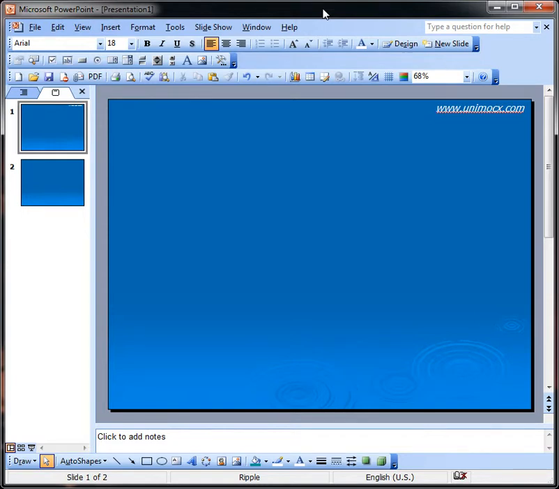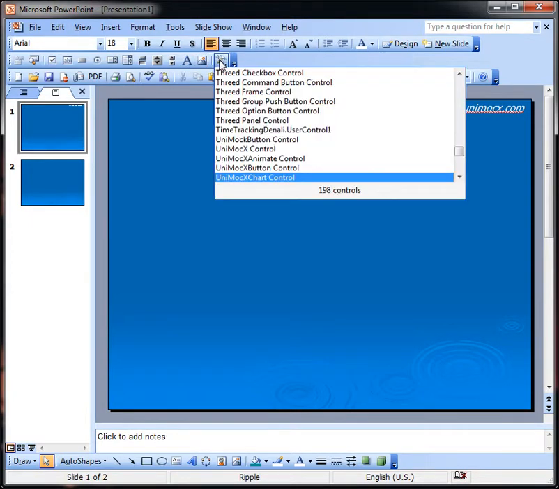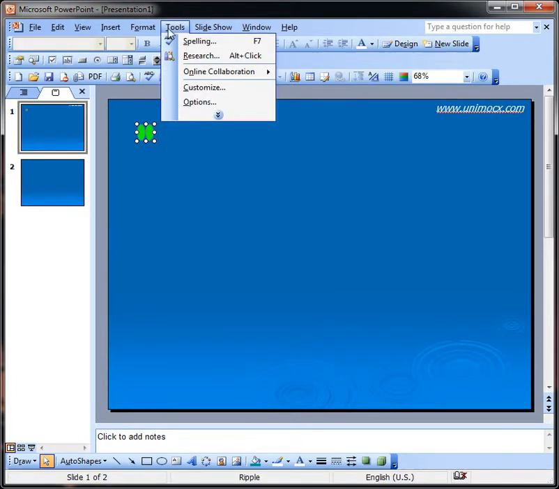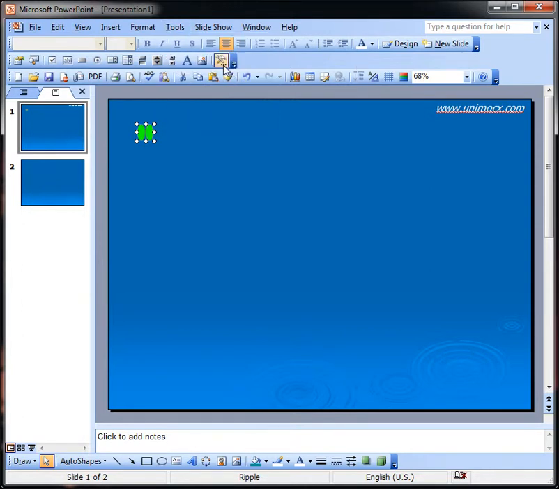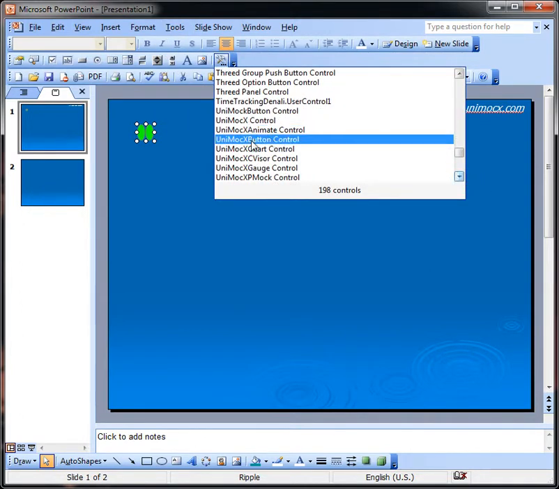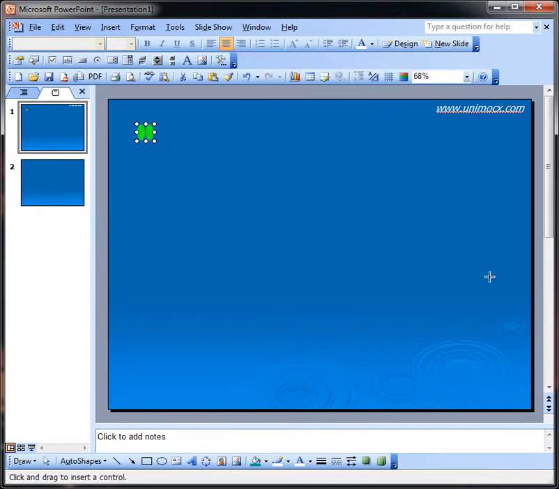This is a tutorial on the UniMocX control specific behavior. We'll start off placing a UniMocX control on this blank presentation, and so we can see what the control is doing, or what the simulation is doing, let's put a chart control on that page.